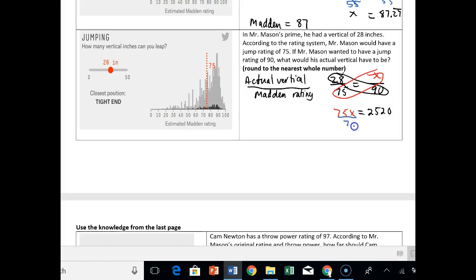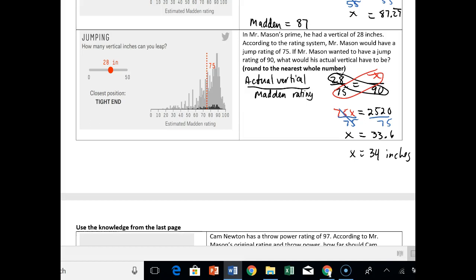You want to divide by 75 on both sides. And these cancel out. So I'm left with x is equal to, and again, you want to round to the nearest whole number. And I get 33.6. So if I'm rounding to the nearest whole number, this 6 tells me to round up. So I get x is equal to 34 inches. That is some major hops. So if I wanted my vertical rating on Madden to be a 90, I would have to actually jump 6 more inches, a whole other half a foot, to 34 inches, right?